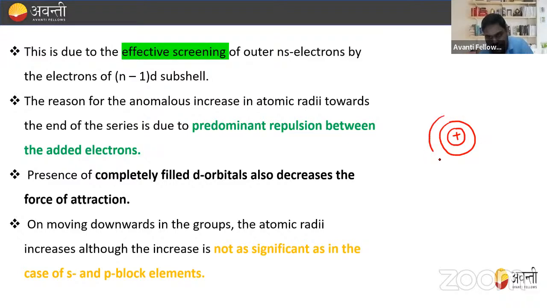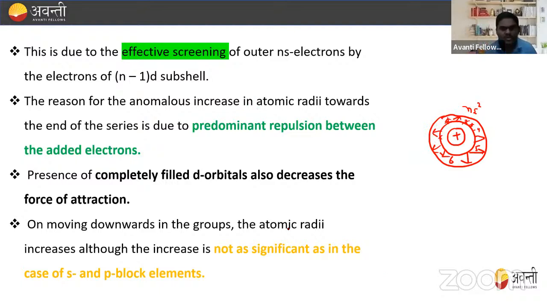This is the number of shells of electrons. As we move from left to right, the number of electrons increases, and these electrons are added into the penultimate shell, that is 3d. These have two ns electrons, and these have d electrons. For example, if only two electrons are there, now this becomes 3, then 4, then 5, then 6. As the number of electrons increases, they provide repulsion to the outermost electron, because as the number of electrons starts increasing, repulsion dominates.